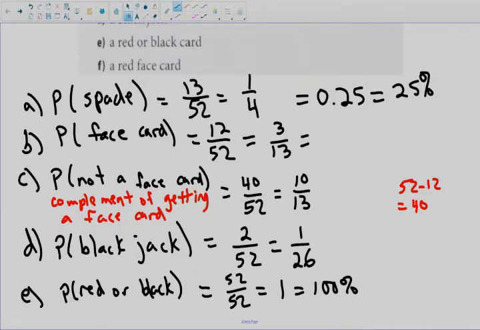I could ask a question like, what's the percentage of picking a purple card? Well, that would be 0, because there are no purple cards in a deck of cards.